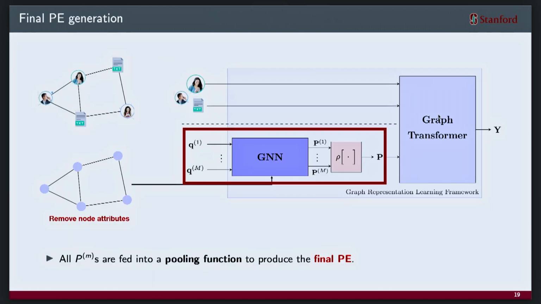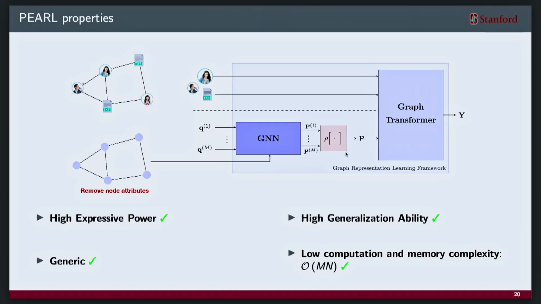And there is a simple way to overcome that, and this is by using this pooling function rho here. So what we do, let me recap, is that we draw random samples for each node. We pass these samples independently through a message passing graph neural network that breaks symmetries and increases expressivity, and then we use a pooling function that maintains the symmetry, but at the same time is expressive enough for our purposes.